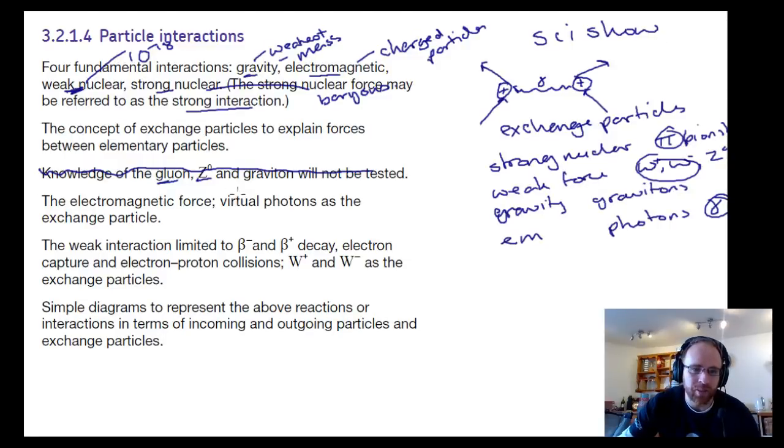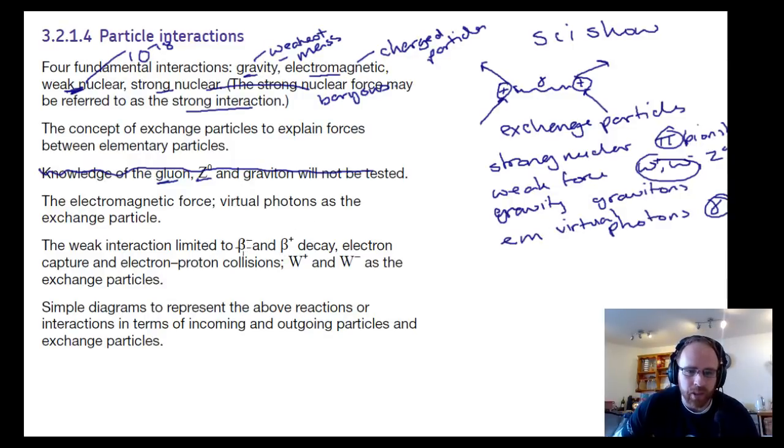For our electromagnetic force, they are the exchange particle. We're going to call them virtual photons instead of just photons. So we can't detect them. We can't detect photons at all in exchanges, but we kind of know they're there.